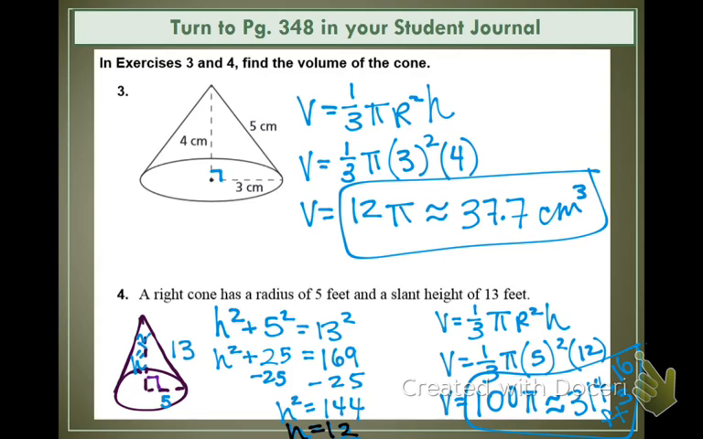Questions on this one? You don't see? 1/3 of 12 is 4. 5 squared is 25. 4 times 25 is 100. When you multiply 100 by a decimal, you move it over 2 places.